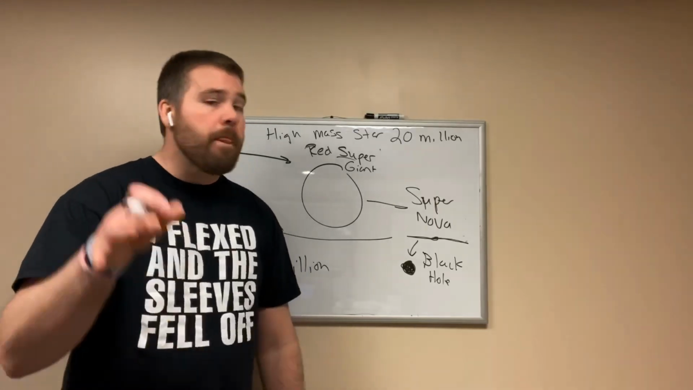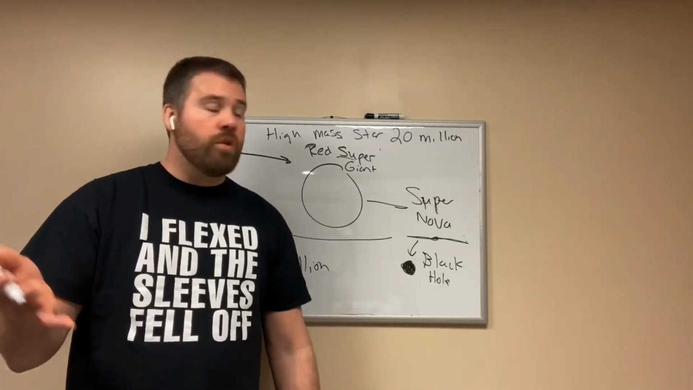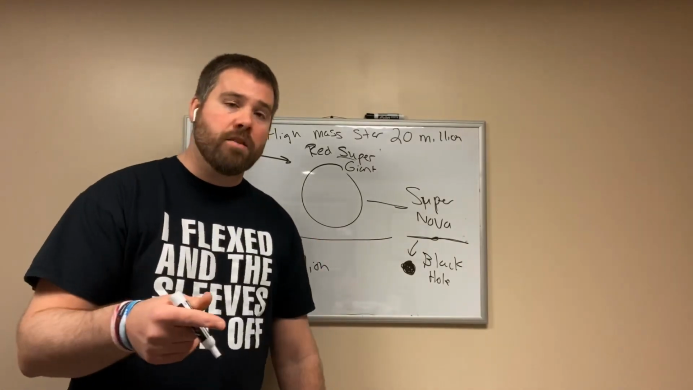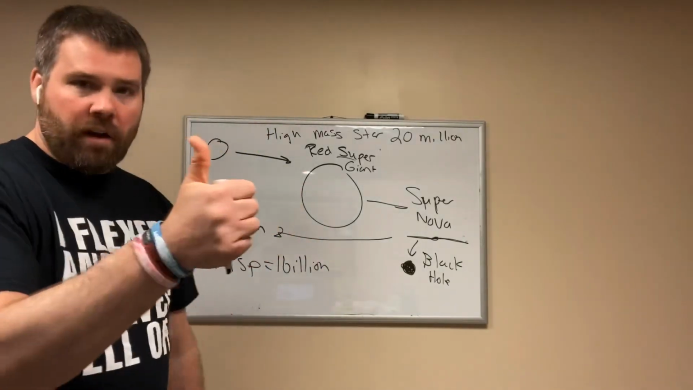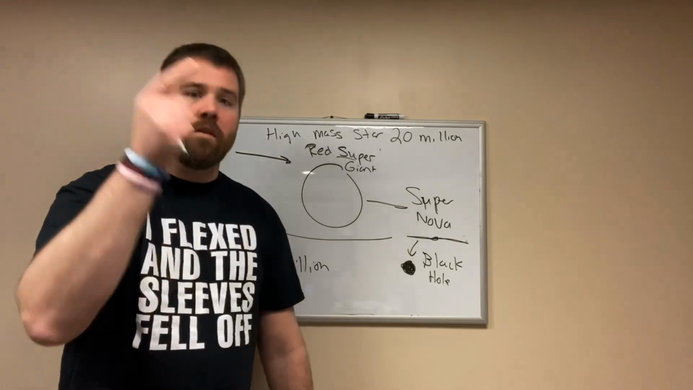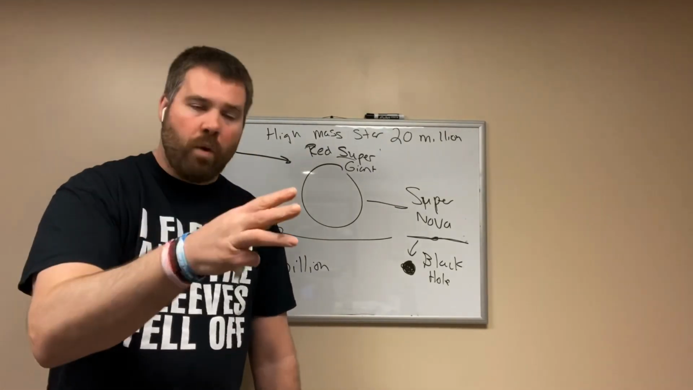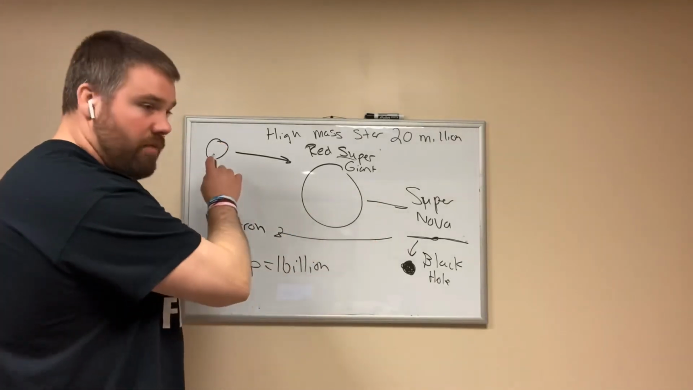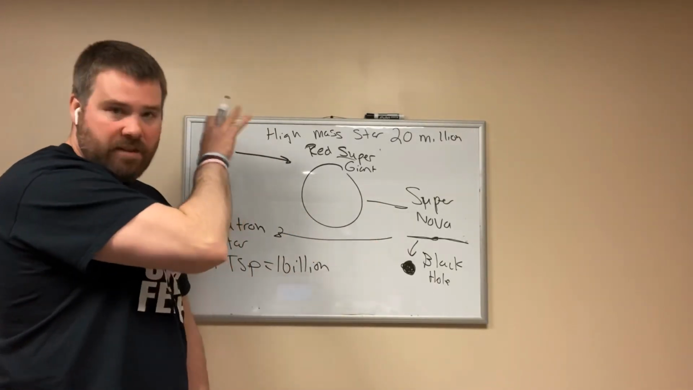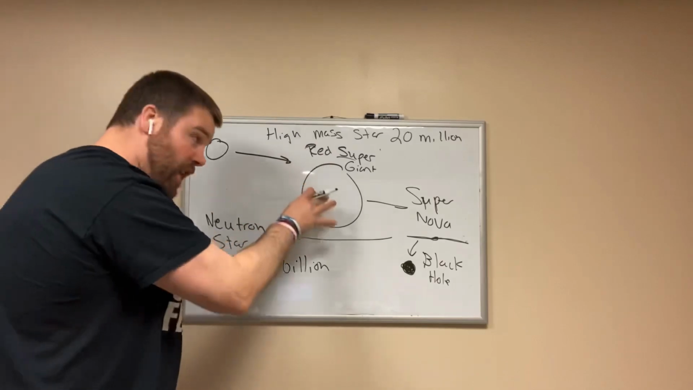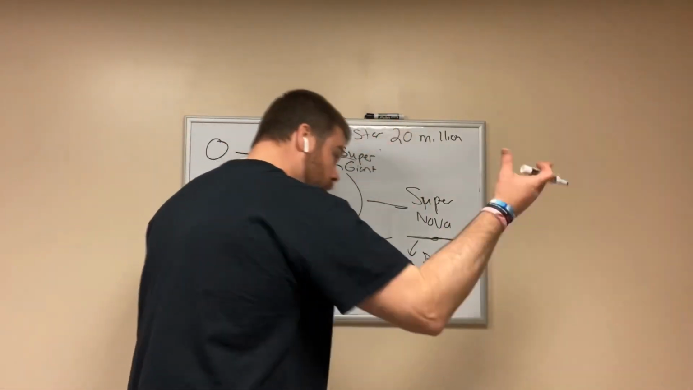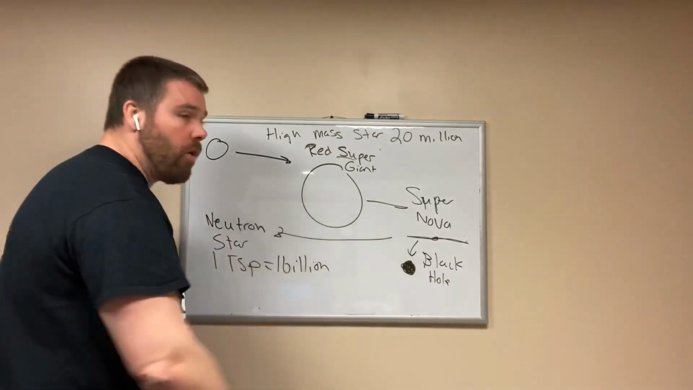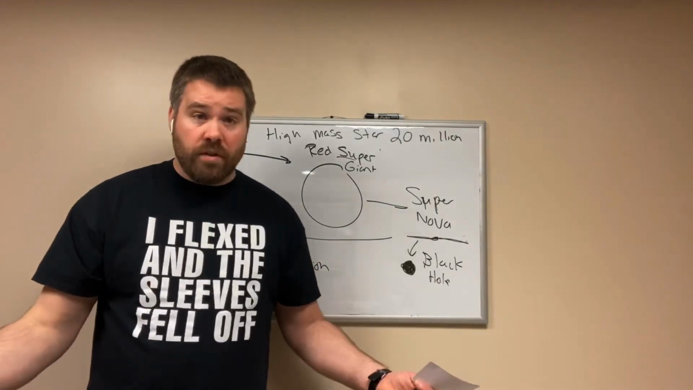Anyways, that is your basic high mass stars versus low mass stars. Remember, for low mass stars, you have a main sequence star, red giant, planetary nebula, white dwarf, black dwarf. For high mass stars, you start with your main sequence star, to a super red giant, to a supernova, to a neutron star or a black hole. So hopefully you learned something today.